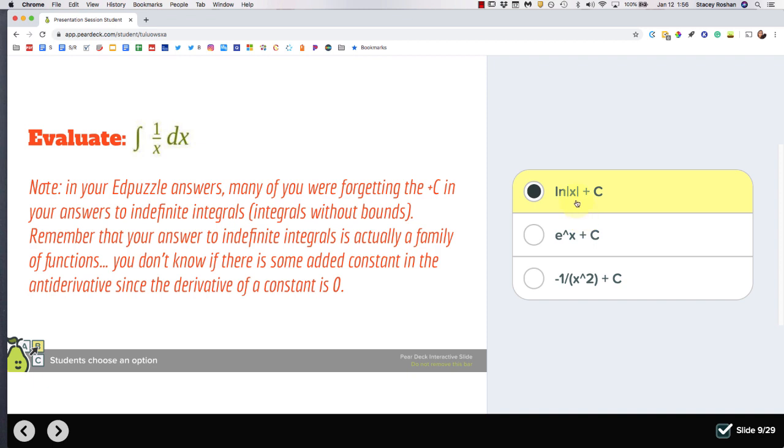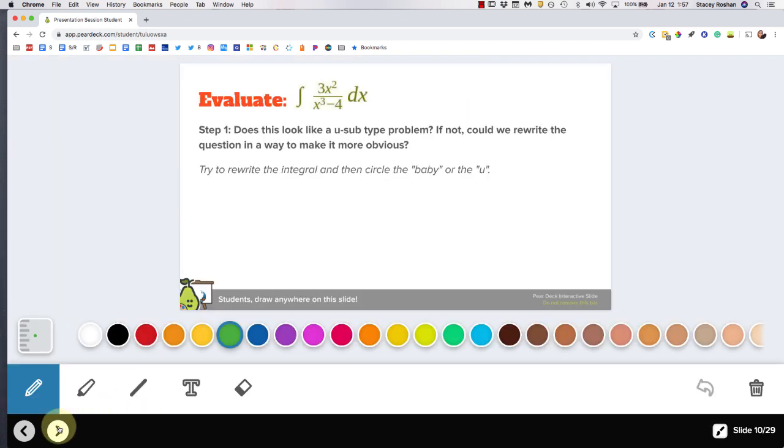And you do need the absolute value because remember the ln function can only take in a positive value, and that is actually an important thing that you have in these questions. We can dig more into that later, but for now, just make sure that you memorize that. Okay, does this one look like a u-sub problem?